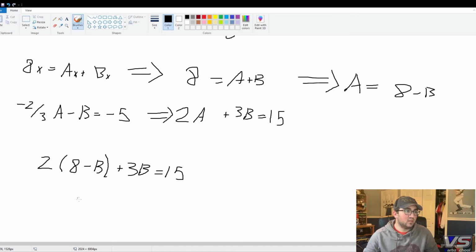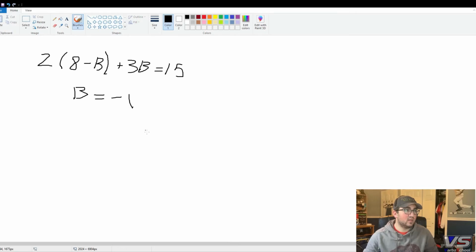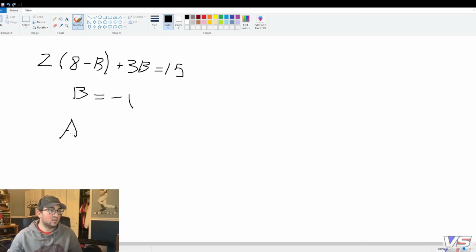Now, if we solve for b, we find that b is negative 1. Simple. Now we've solved one of them. So now we got to solve for the other one. So now, just go to this other one. A equals 8 minus b. Well, now a equals 8 minus negative 1, or 8 plus 1, which is simply 9. So now we know a is 9 and b is negative 1.